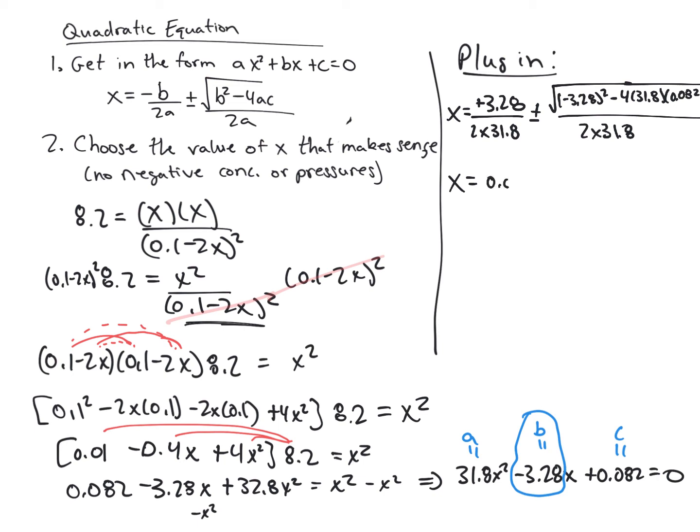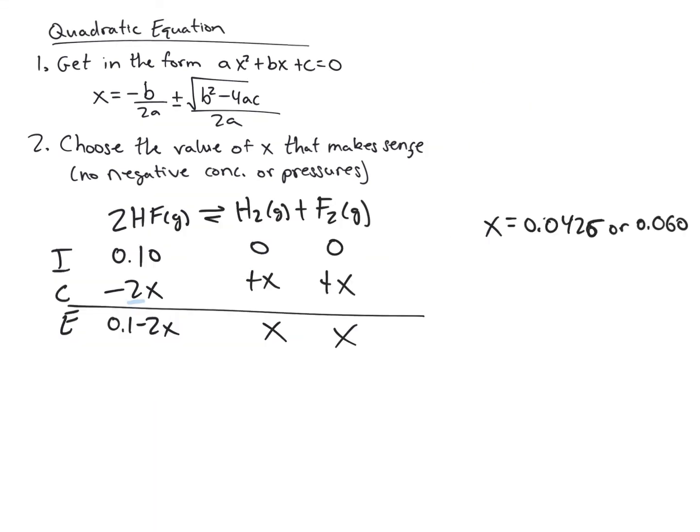I get 0.0515 plus or minus 0.009. And so then the two values of x I get are, okay, I looked at my calculator again, I rounded incorrectly before, 0.0426 or 0.060.